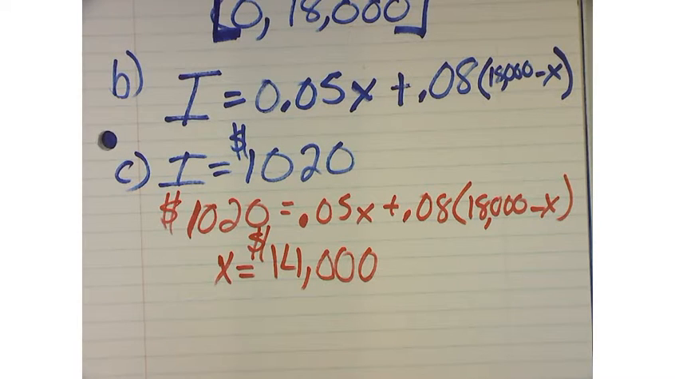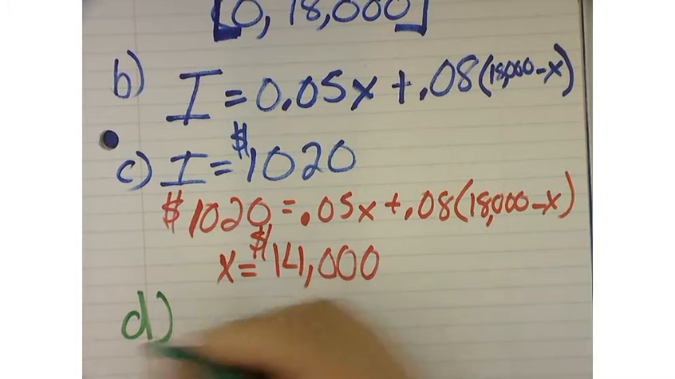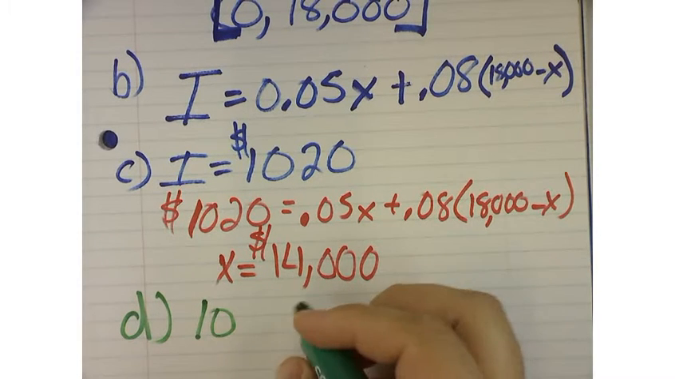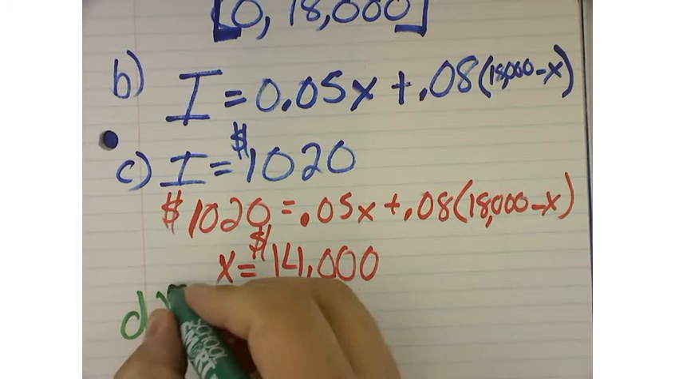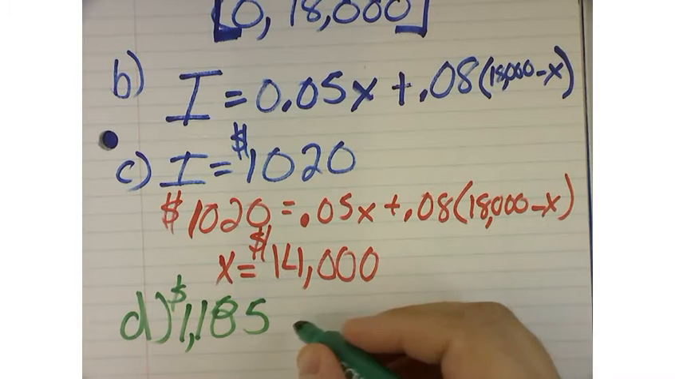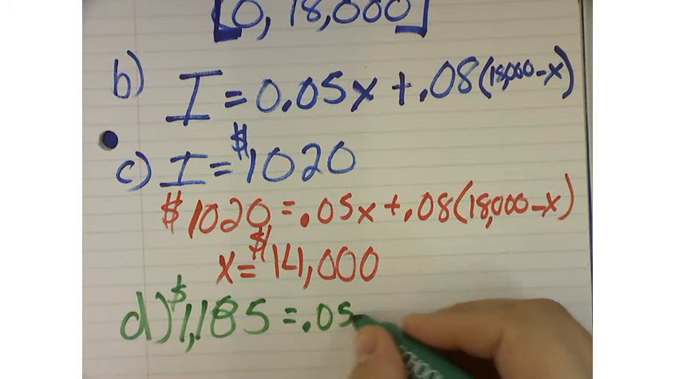We're not quite done yet. We need to do part D. Part D says use your grapher to generate a table of values for I to find out how much you should invest in the 5% to earn $11.85. So now we're going to do the exact same thing. For part D, what they want us to do is the exact same thing, but instead of using the graph, they're going to change the amount to $1,185, and still the same function or equation.